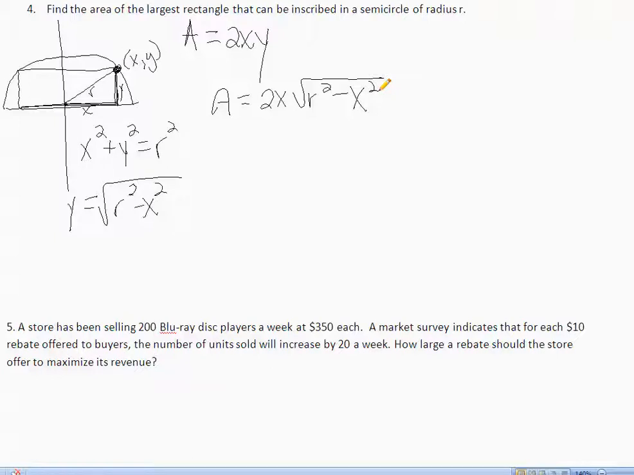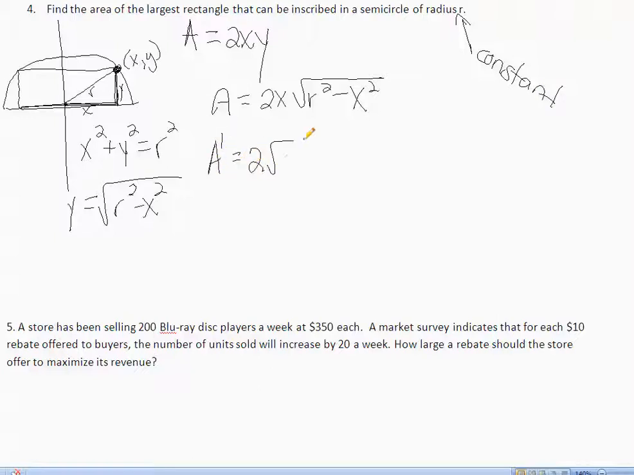Okay, so now I can go and find the derivative of this. And what you're really doing is you're solving, x would be your critical numbers, but x is going to be in terms of r, because r is like a constant. So this is a constant. All right, so now go ahead, do the same thing. So a prime, go ahead, find the derivative of this.